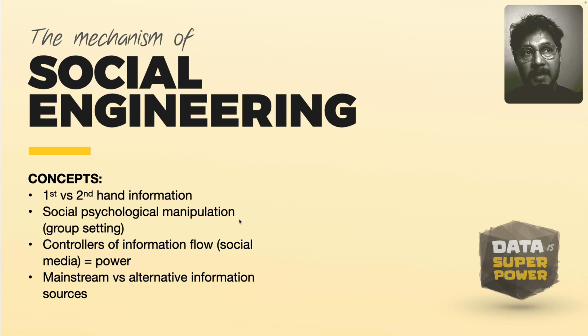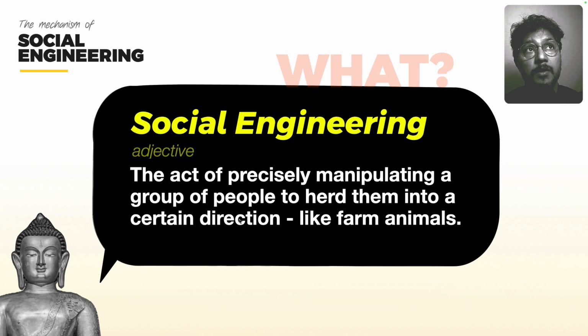All right. The second point we're going to understand is social psychological manipulation. What is social psychological manipulation? Third, we're going to look at controllers of information flow, how social media has power over you. And then finally, we're going to look into mainstream versus alternative information sources. So let's go. So first, what is social engineering?